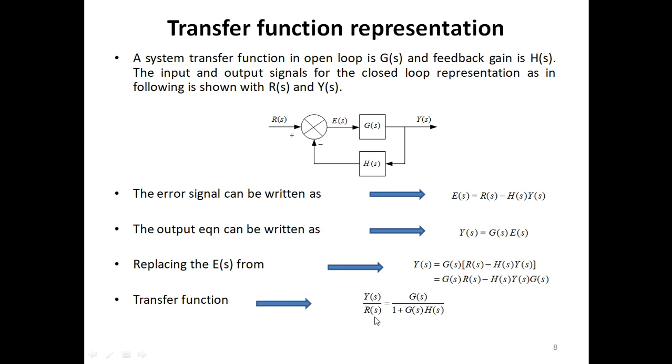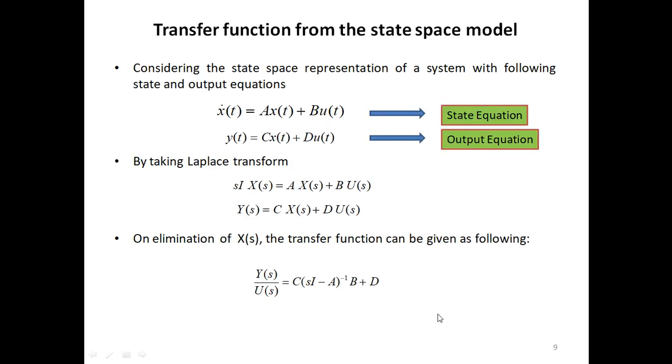So Y(s)/R(s) equal to one solution, we would be having G(s)/(1 + G(s)H(s)). Now, transfer function from state space model. State space model means two types of representations of the system, that is state equation representation and output equation representation. State equation, as defined in the previous slide, is x dot(t) equal to Ax(t) plus Bu(t), and output equation is y(t) equal to Cx(t) plus Du(t).